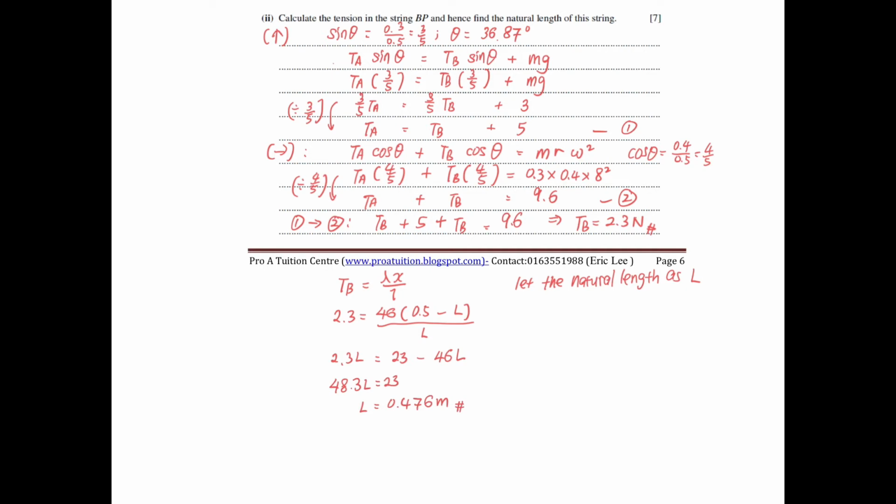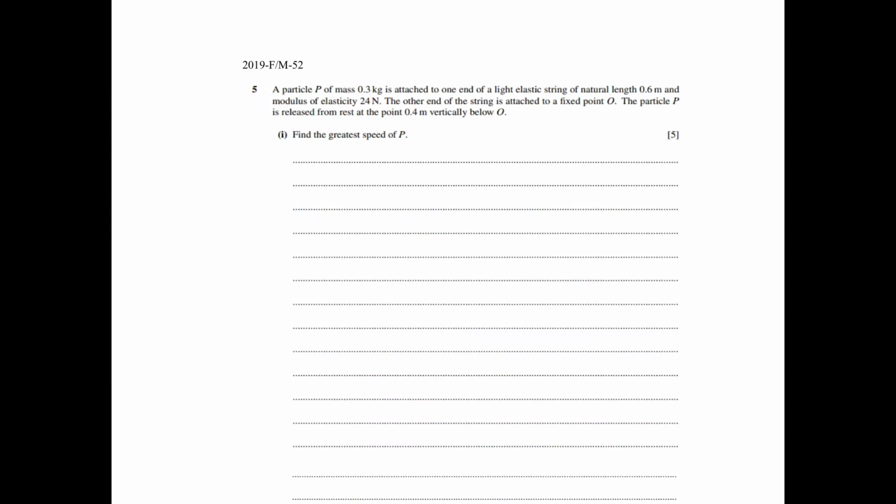Okay, so center. A particle P of mass 0.3 kg is attached to one end of a light elastic string of natural length 0.8 meter and modulus of elasticity 6 Newton. The other end of the string is attached to a fixed point O. The string is projected vertically downward from O with initial speed 2 meter per second.